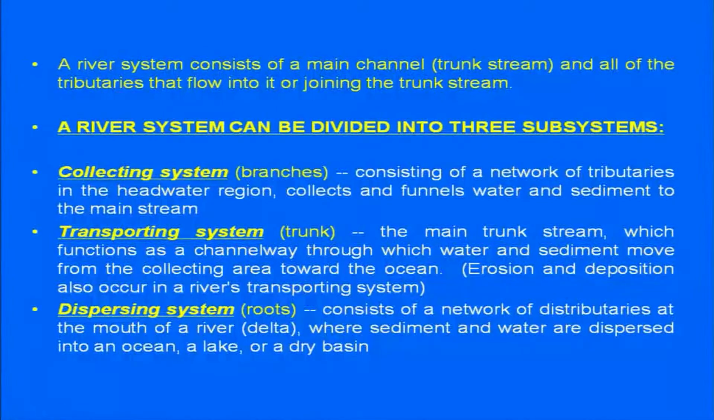So please remember, in total the river system, what we have learned in the previous slide, we have the headwaters, so we have tributaries, we have trunk stream, and we have finally the distributaries. So the subsystems are the collecting system, the transporting system, and the dispersing system.